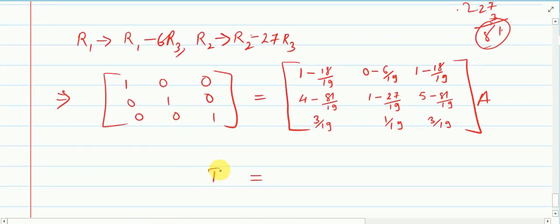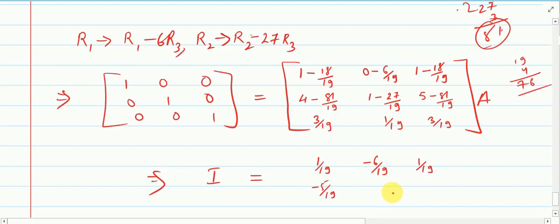So this becomes identity. Now I can write like this, and here we have to simplify. So here LCM is 19, so 19 minus 18, so you will get 1 upon 19 over here. Here you will get minus 6 upon 19. Here also you are getting 1 by 19, and here 19 fours are, 4 nines will come 76. So 76 minus 81 will be minus 5 by 19.